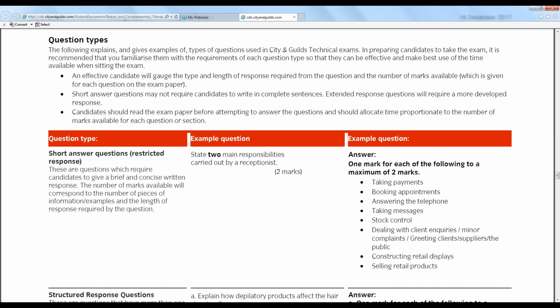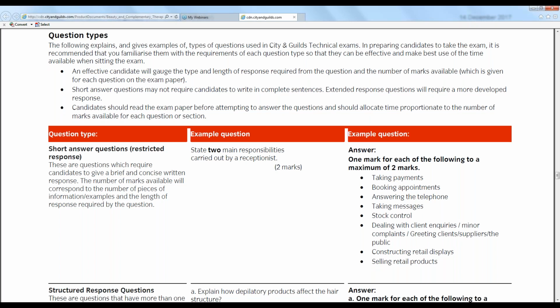So they could give taking appointments, booking appointments, answering the telephone, selling retail products, stock control, taking messages. There's lots of different responsibilities for a receptionist. And as I say, this list is not exhaustive.